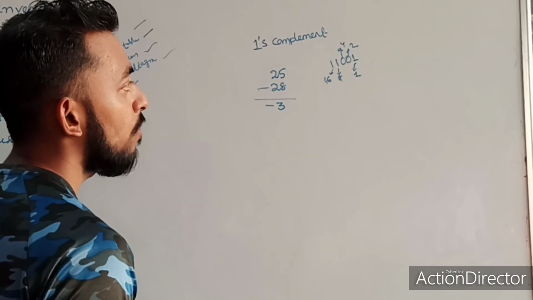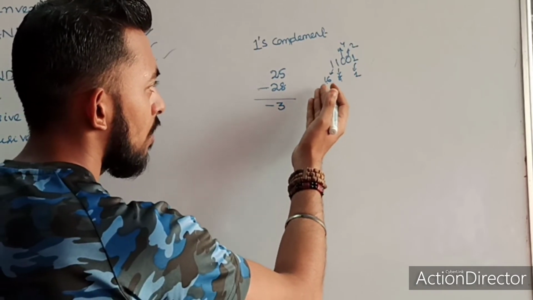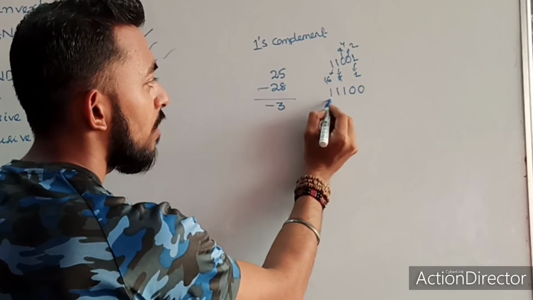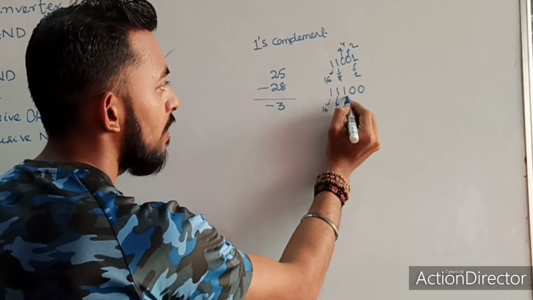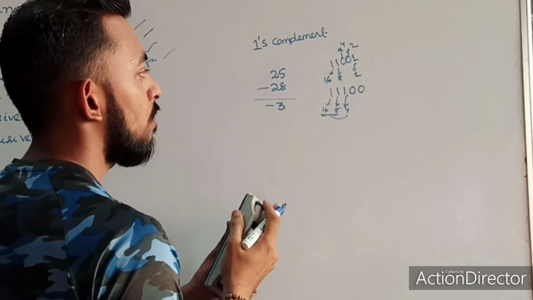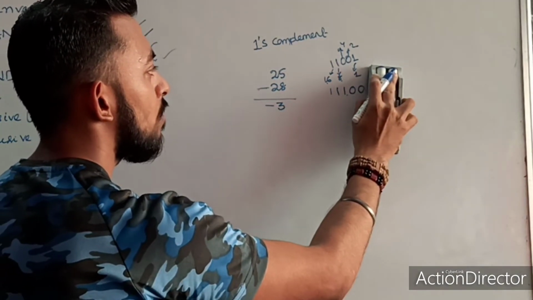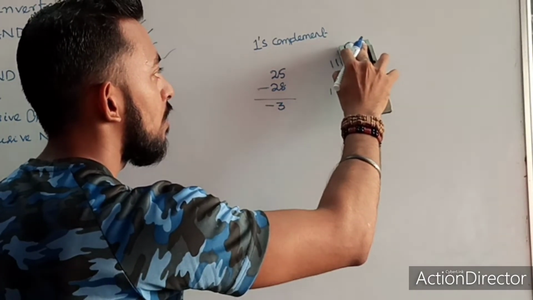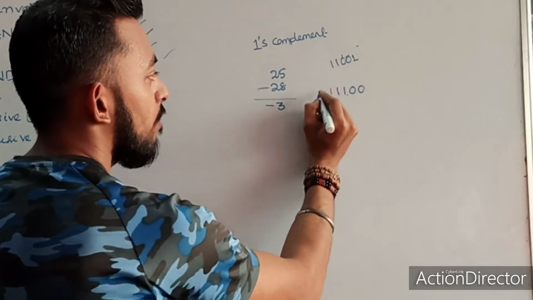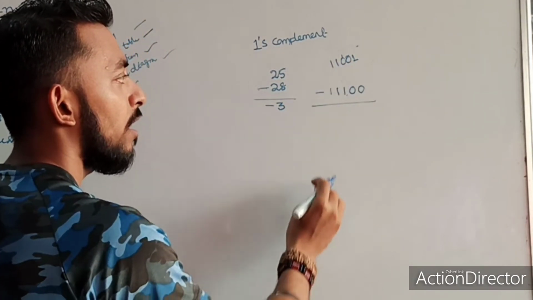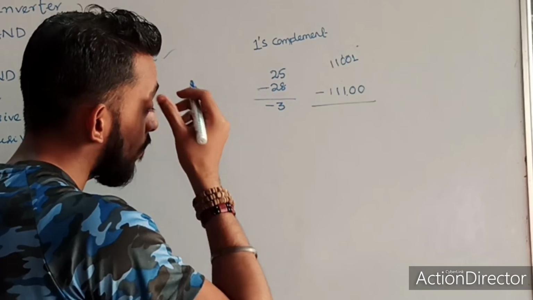Then how to represent 28? I can write 1 1 1 0 0. You see, this is 16, this is 8, this is 4. So 16 plus 8 is 24, plus 4 is 28. So this is 1 1 1 0 0, triple 1 double 0, and this is 1 1 0 0 1. These are the two numbers. I have to subtract this number from this.